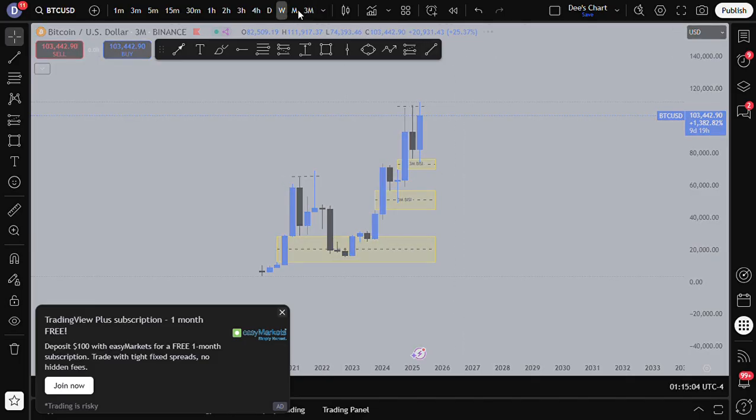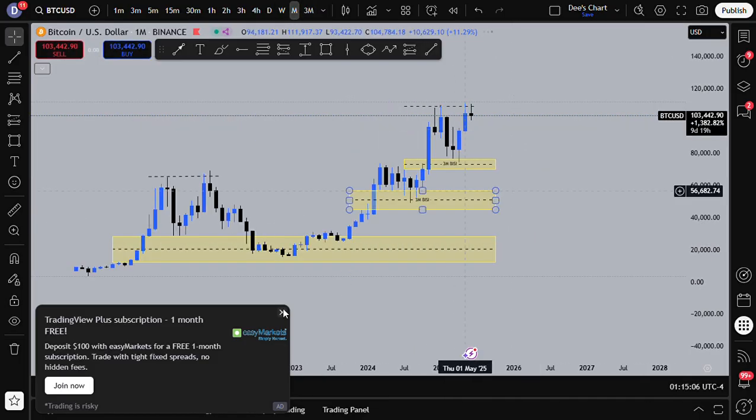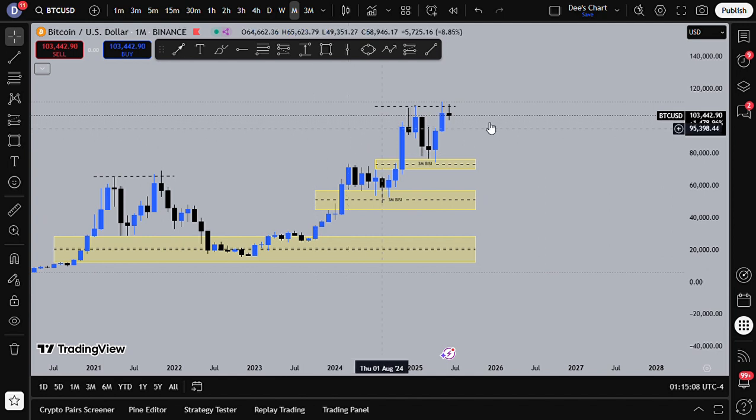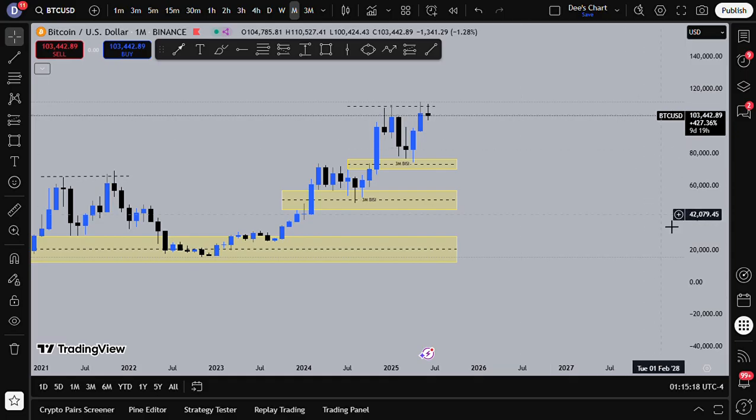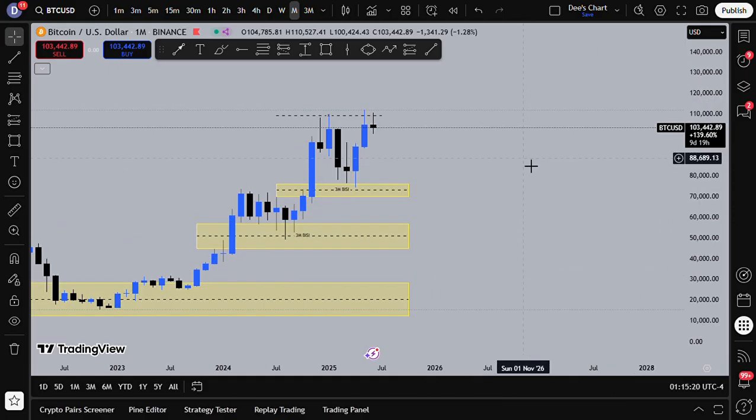So let's move down to a lower time frame. Let's move to the monthly time frame. As you can see on the monthly time frame, you can see structure a bit clearer. We've got this high, we've got this low, we've got this high, we've got this low, we've got this high, we've got this low, and we've got this high. When we created this high, we also created a new trading range.